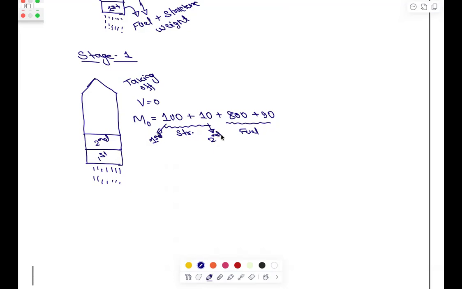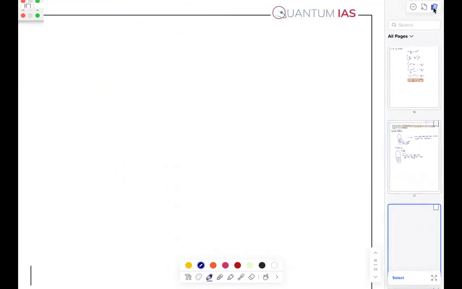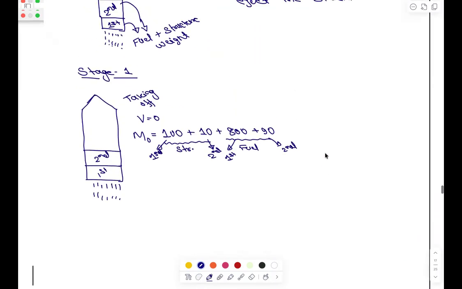First, second, first, second. I'm going a little bit slow because some of you have not studied these concepts, so understand them a bit. Now what will be the total weight here? It will be 1000 kg. Now what will happen in the first stage? It will burn all the fuel, right?